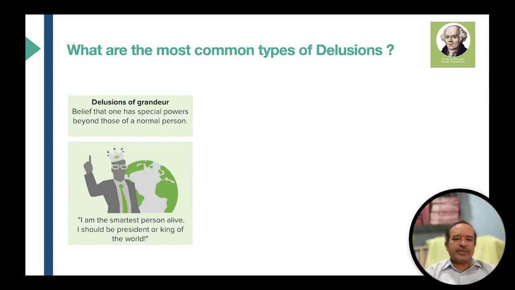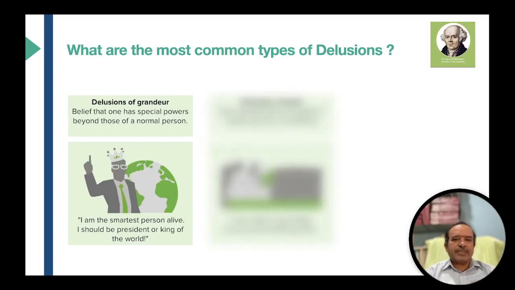This is a type of delusion where people think that I am the smartest person alive. I should be president or king of the world. Okay? They believe that one has special powers beyond those of a normal person. They think that I know everything. I am the great person. I know I am a great intellectual. They say that I am the great, and everyone is very less to me. I mean, they show a superiority complex. This type of people come into the type of delusions that is grandeur.